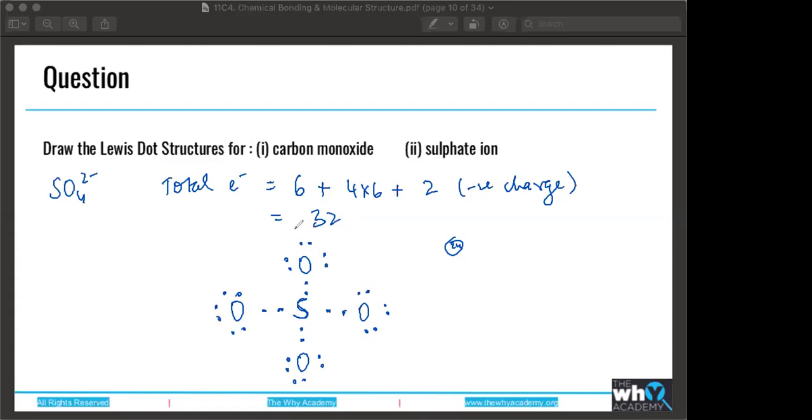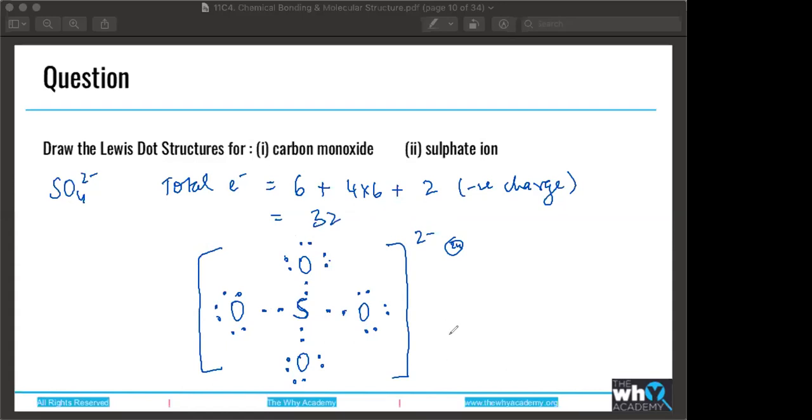Okay. So now does this account for all of the electrons that we have? 6 from sulfur. So 32. So 1, 2, 3, 4, 5, 6, 8. 8 fours are 32. And then just enclose this whole thing in a bracket with a 2 minus charge.